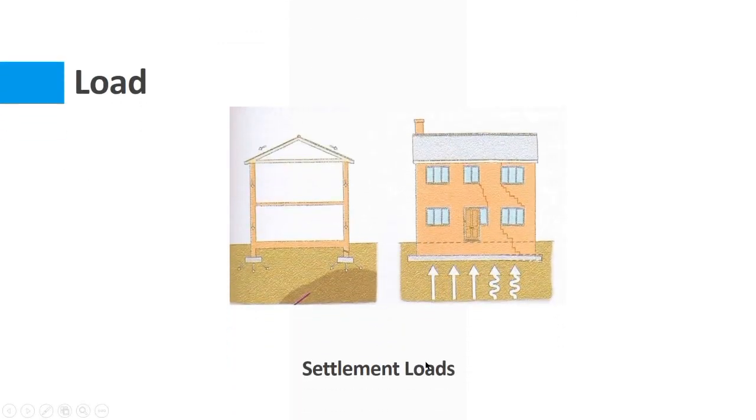Other than that, we can have settlement loads. For example, there is a building and it is supported on its foundation, and the soil beneath the foundation is not that stable and it settles down. So differential settlement will occur in the body, and one side of the building will settle down while the other side will not settle, and this settlement will produce some deformation and stresses in the building. So these kinds of stresses are known as settlement loads or settlement stresses.